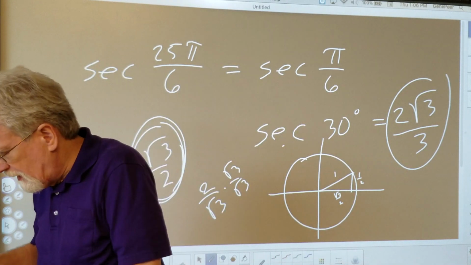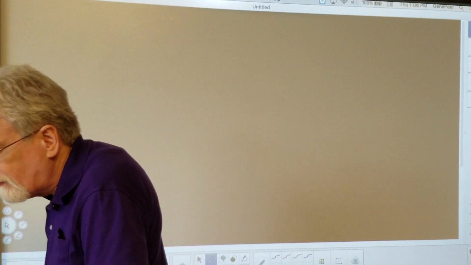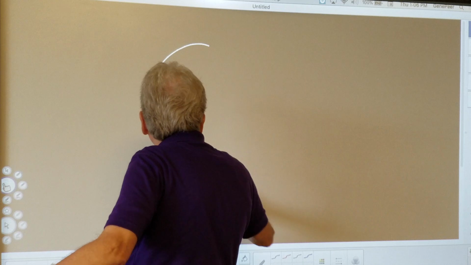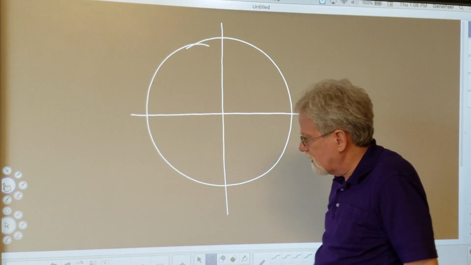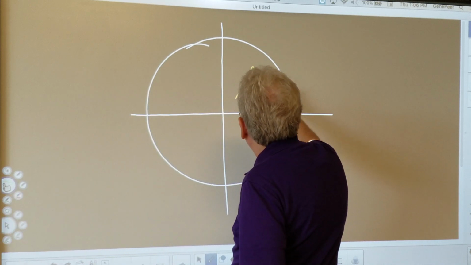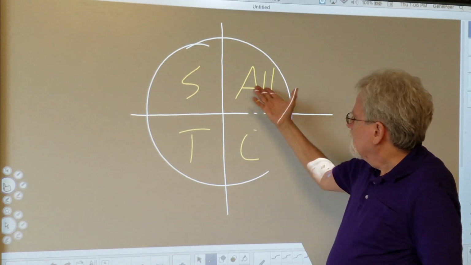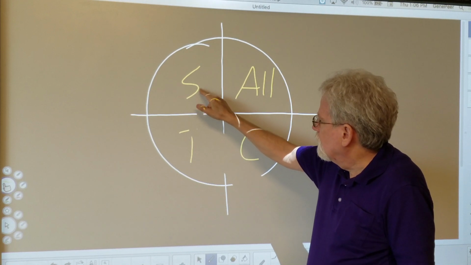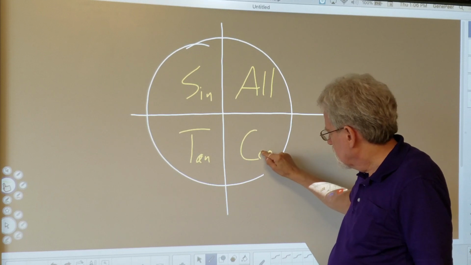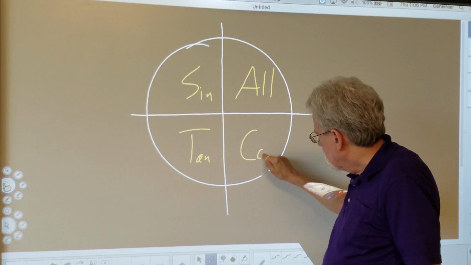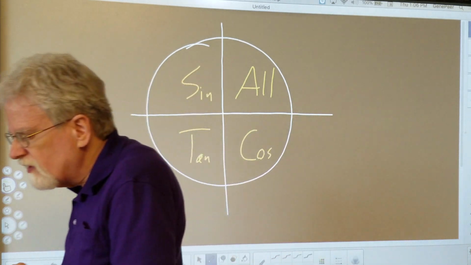All right, that brings us to something easier, I think, and that is number 28. We go to our unit circle, and we make use of All Students Take Chemistry. A for all, S for sine, T for tangent, C for cosine.